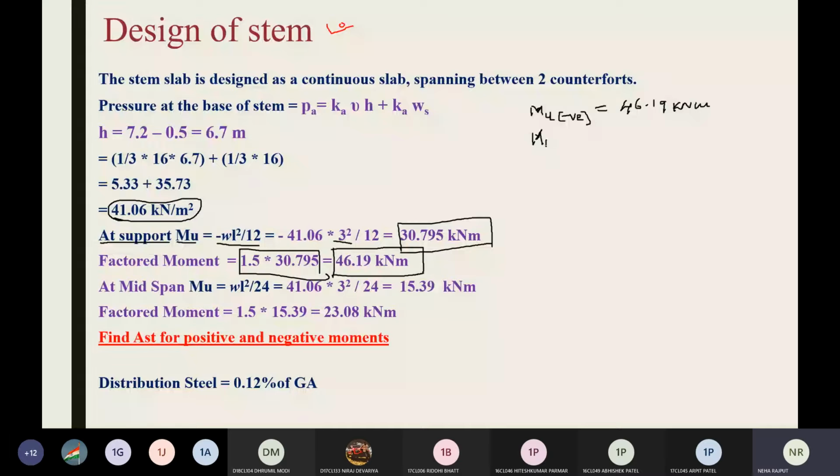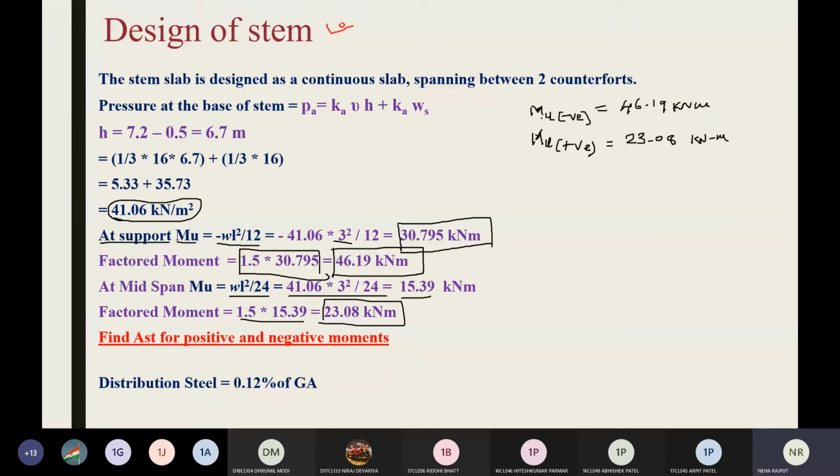Same way you need to find out moment at the midspan. Midspan is sagging moment, sagging is positive. So equation is WL square by 24. So 41.06 into WL square by 24, so that is 15.39. Again factor it, you will get 23.08 kilonewton meter. So the positive moment is 23.08 kilonewton meter. Right. So this is your positive and negative moment of the stem bar.